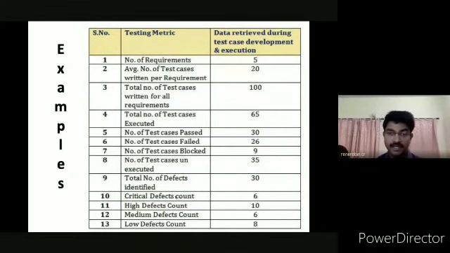Here the critical defects count is 6. I have identified 10 defects with high priority, and medium priority are 6. As I mentioned earlier, these 13 metrics are base metrics. Now I'm going to explain some of the calculated metrics. When you go for calculated metrics, we have to define a formula and use the data which we have arrived at in the base metrics.